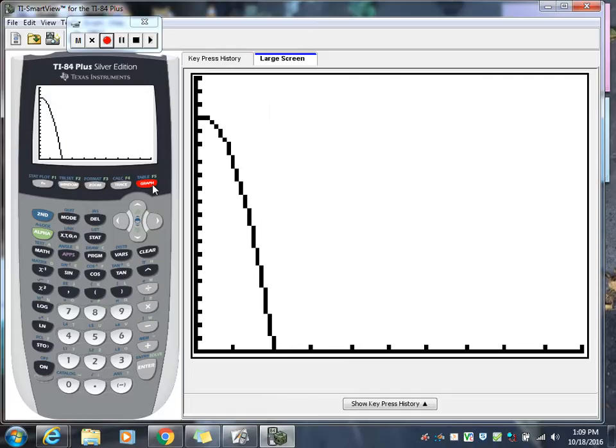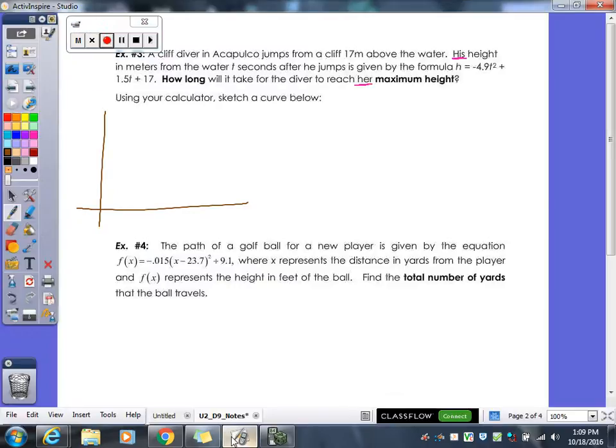That looks a lot better. So now we can see where the maximum height is. And then they go down. So on your sketch graph here, that's what it should look like. It starts at 17. You hit the water at 2 seconds.